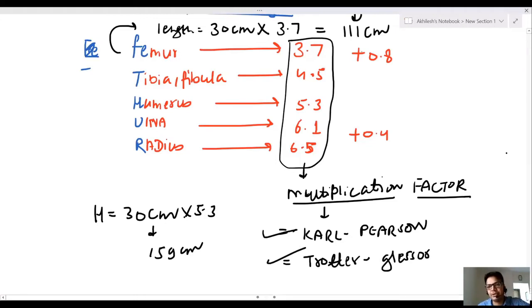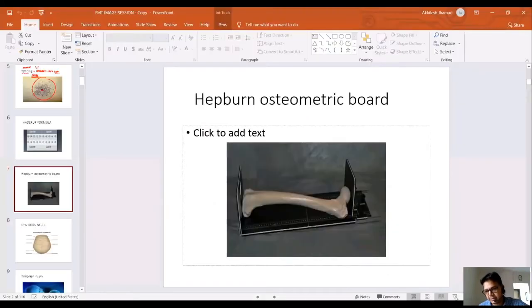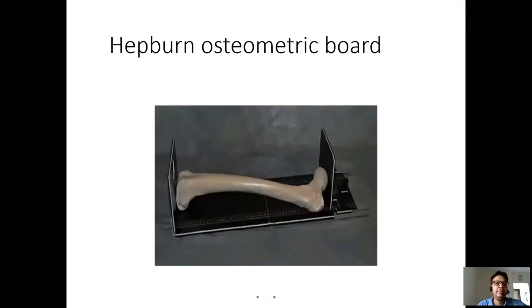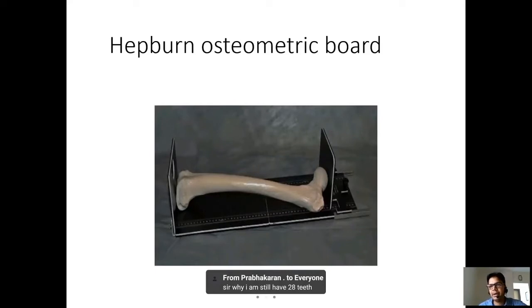Now, sir, I will show you some pictures. Sir, this is the Hepburn osteometric board.